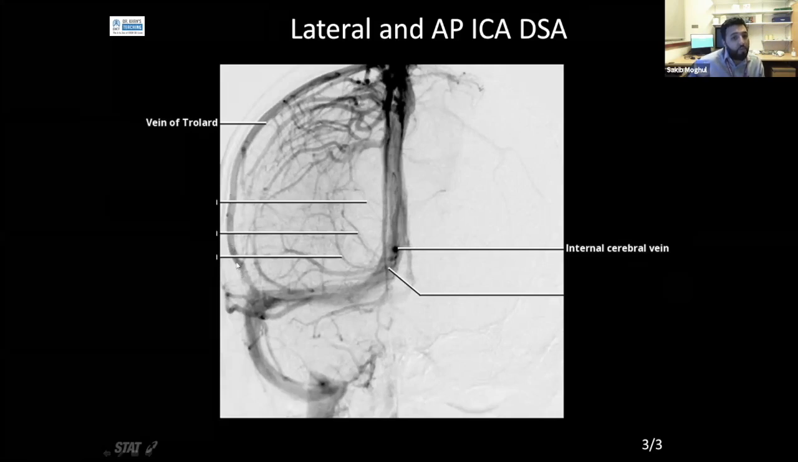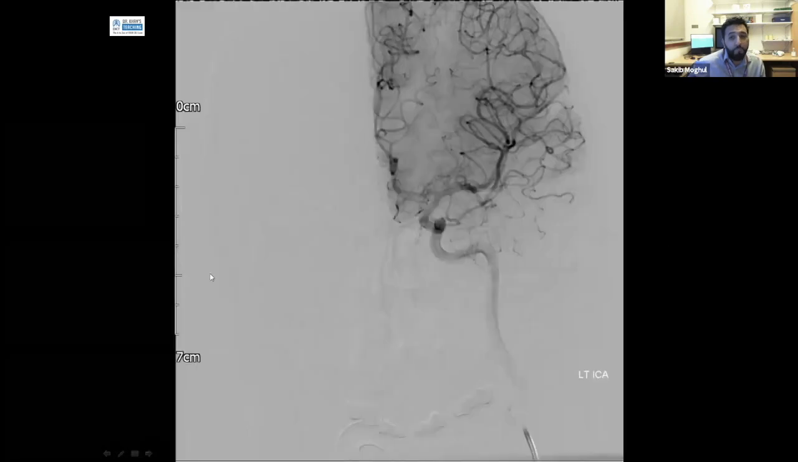It probably at some point joins the vein of Labbé, so you can't see it as clearly distinguished. But if you can see a very prominent vascular structure around the calvarium, and it's superficial, joining to the venous sinuses, it is very likely the vein of Trollard. I'll go through a couple of angiographic images just so you can see that venous drainage pathway and have a better appreciation of it as well.